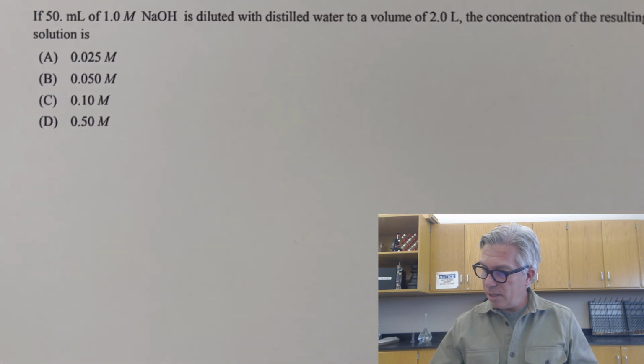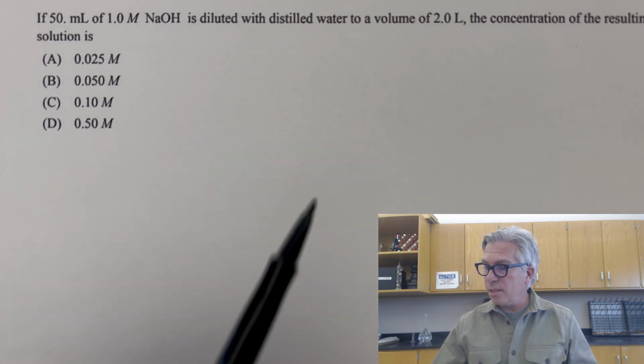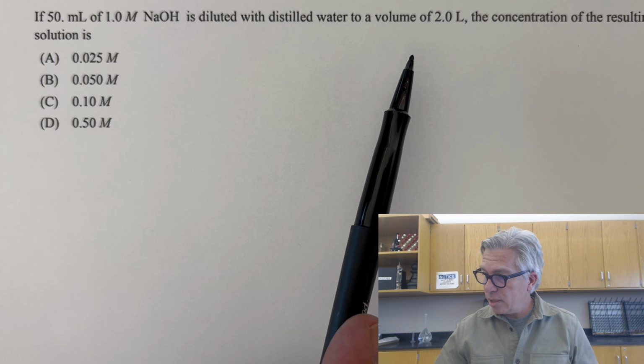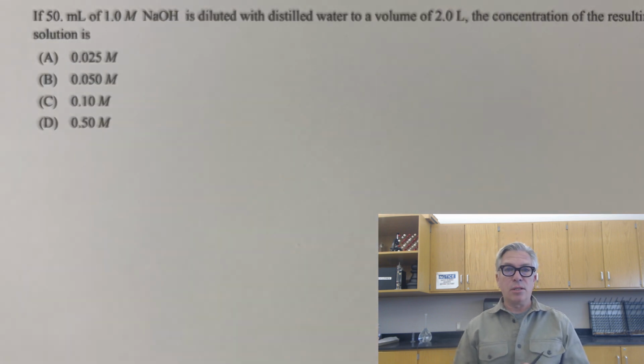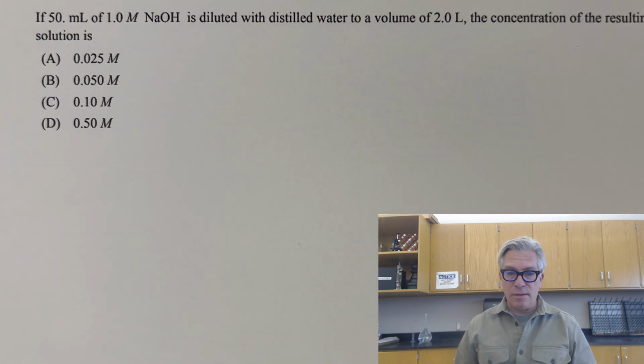All right, pause the video time again. If you'd like, 50 milliliters of 1 molar NaOH is diluted with distilled water to a volume of 2 liters. What's the concentration of the resulting solution? Take a moment, pause the video, and see if you can get this one.